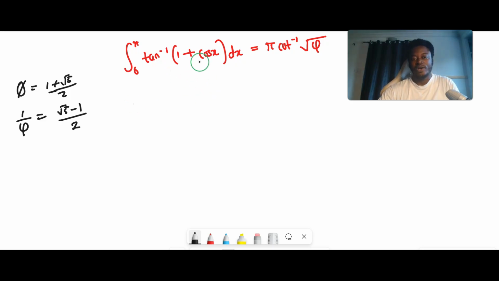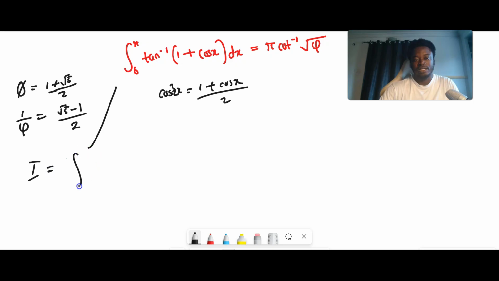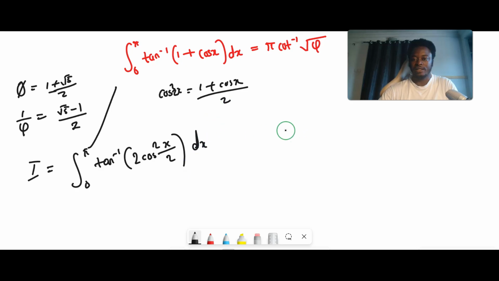because first off, we recognize the argument as the formula for cosine, which says that cosine squared of x over 2 is 1 plus cosine of x all divided by 2. So if we apply it to this integral, I here would equal the integral from 0 to pi of the tan inverse of 2 cosine squared x over 2 dx. Now let's scale the argument. Let's take x as x over 2. So basically dx here, 2 dx would be scaled to dx.